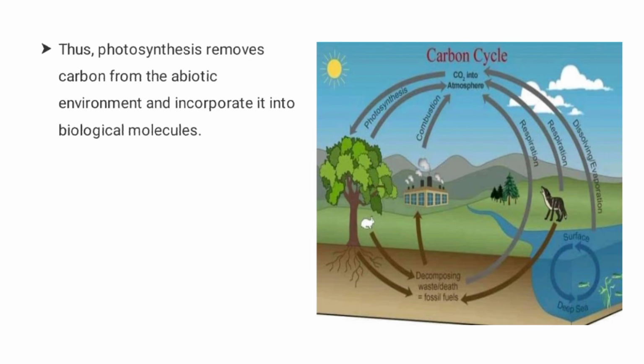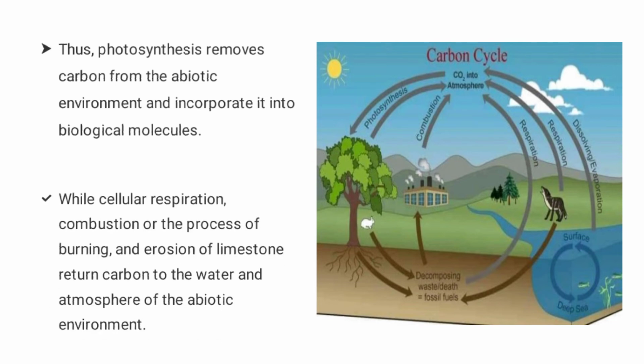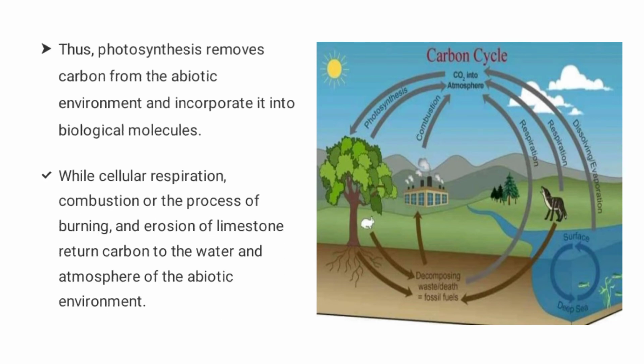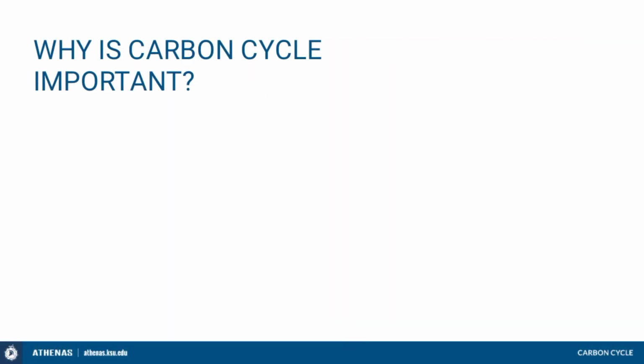Thus, photosynthesis removes carbon from the abiotic environment and incorporates it into biological molecules. Then cellular respiration, combustion or the process of burning, and erosion of limestone return carbon to the water and atmosphere of the abiotic environment. So why is the carbon cycle important?